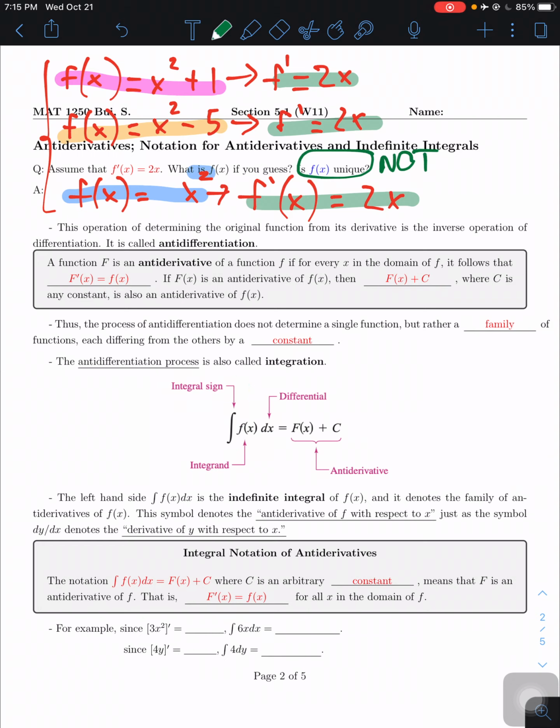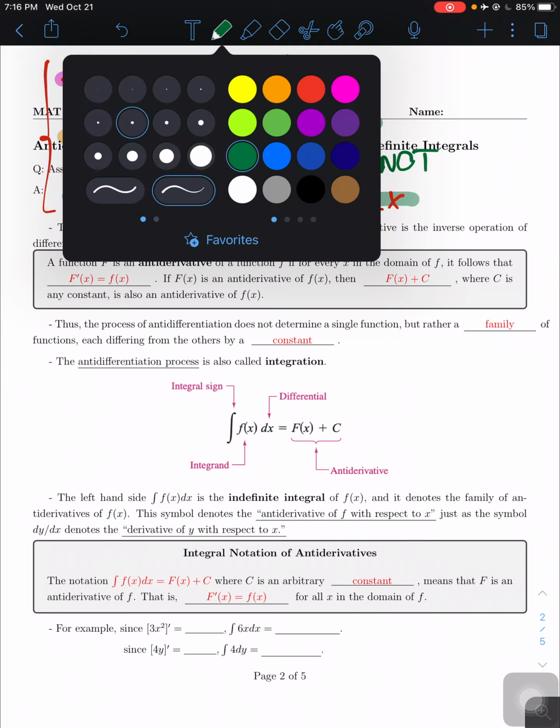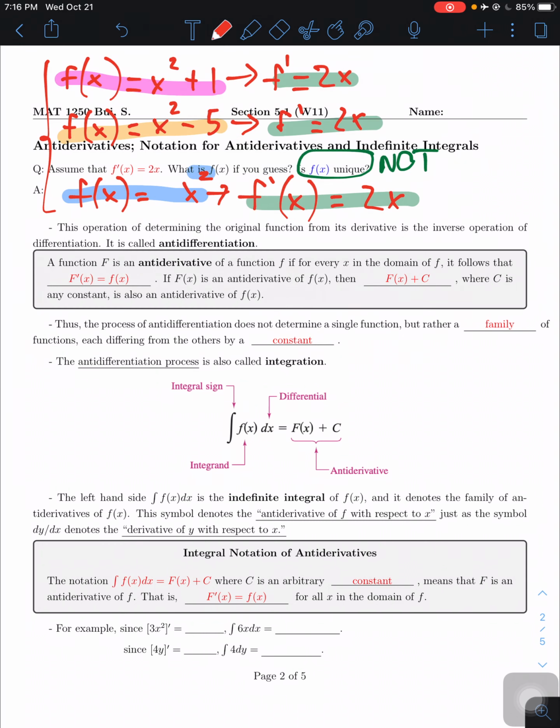Okay, so this operation of determining the original function from its derivative is the inverse operation of differentiation. It's called anti-differentiation, right? So if you remember, differentiation is used for derivative, so anti-differentiation is used for antiderivative.